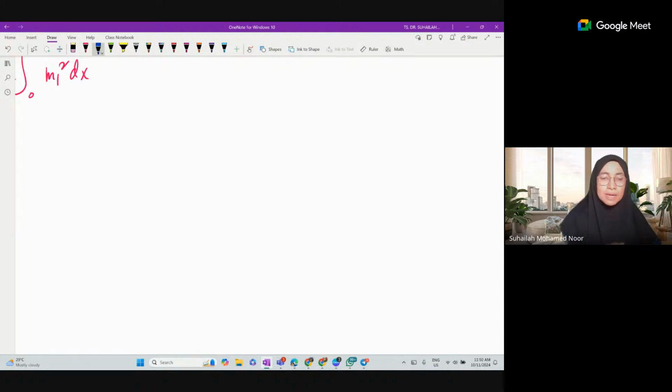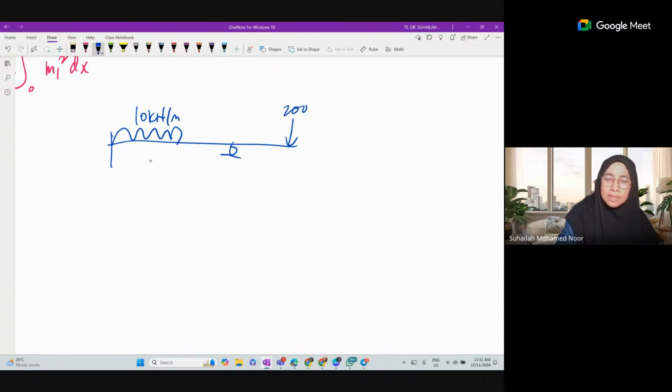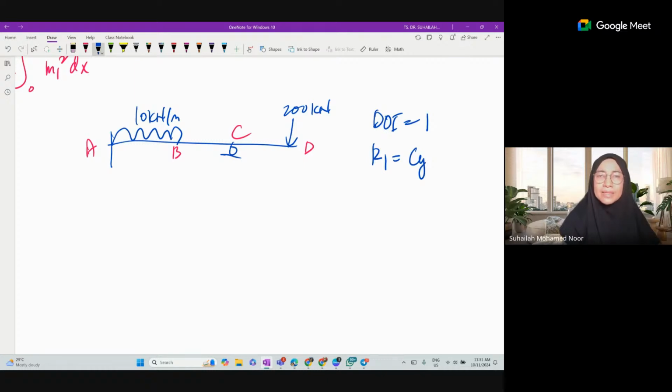So by understanding the compatibility equation, after this we can straight away write it directly after we choose the redundant. For example, if we want to analyze this beam, whatever type of structure. So this is 10 kilonewton per meter. Okay, this is a roller. This is 200 kilonewton. Let's say A, B, C, D here. So calculate DOI. DOI is equal to 1. So R1, choose one, either MA or D or CY. This time it is CY, right? So now let's say we choose CY as the redundant.